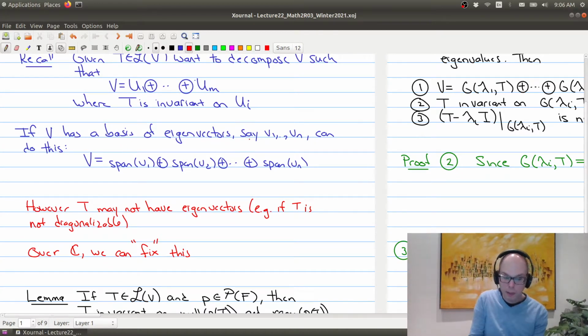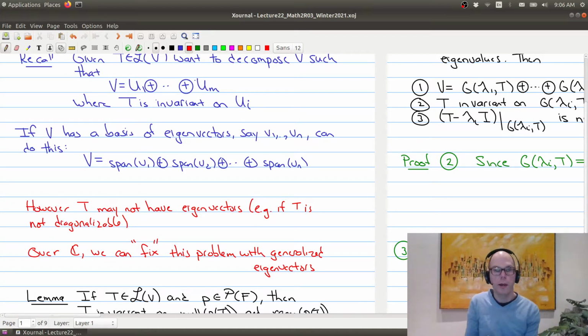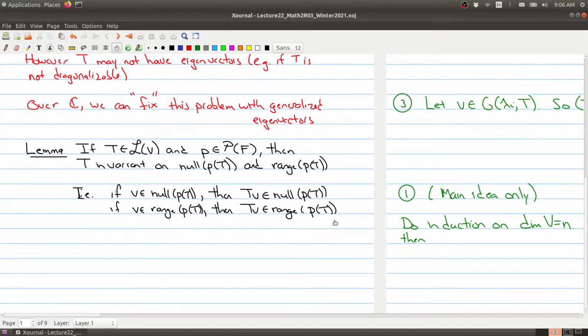But instead of using a basis of eigenvectors, we're going to fix this problem with generalized eigenvectors. That's what we introduced in the last couple of lectures. And these are the things we're going to use to do an analog of this blue result up here.